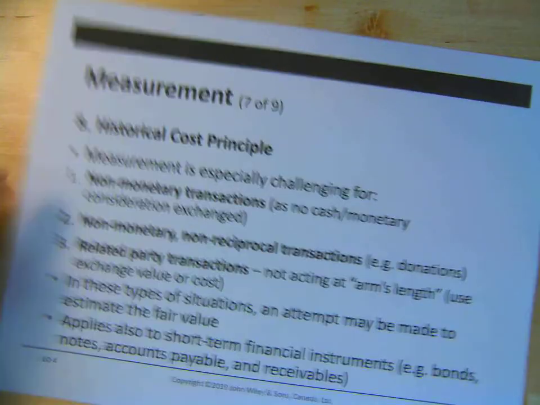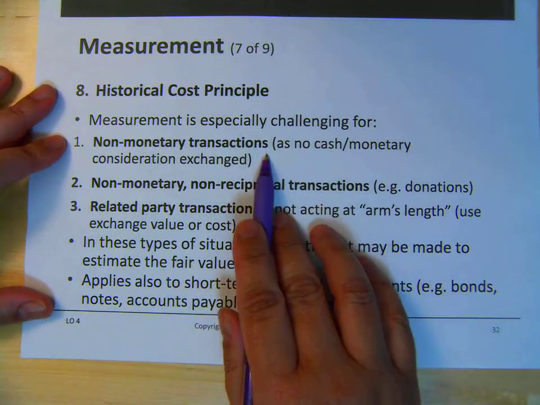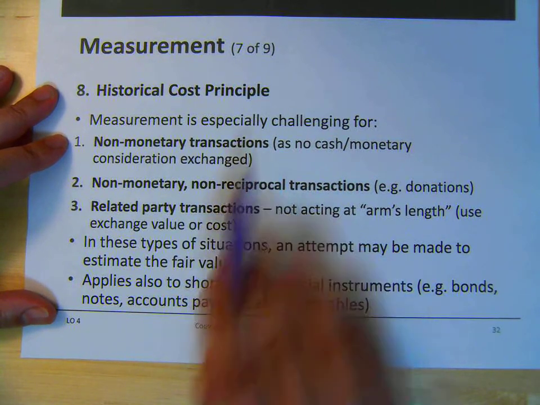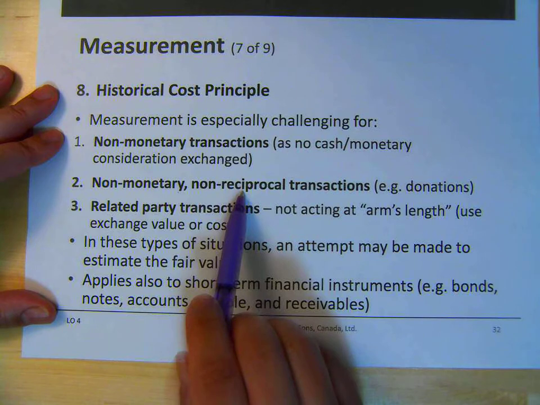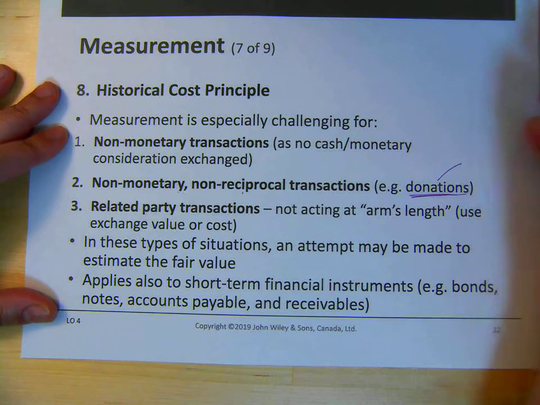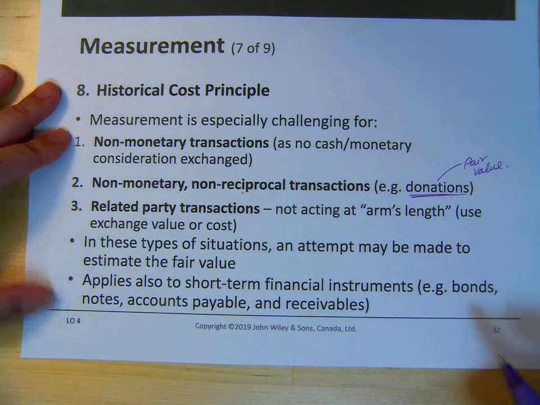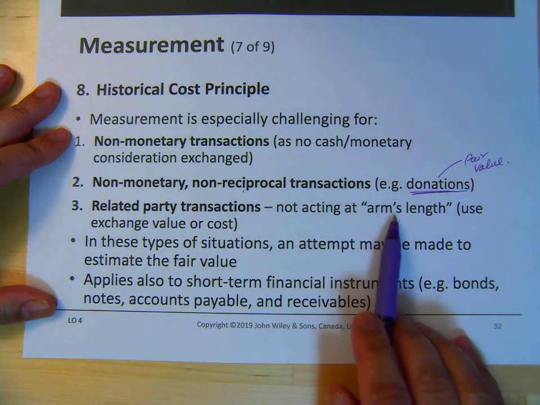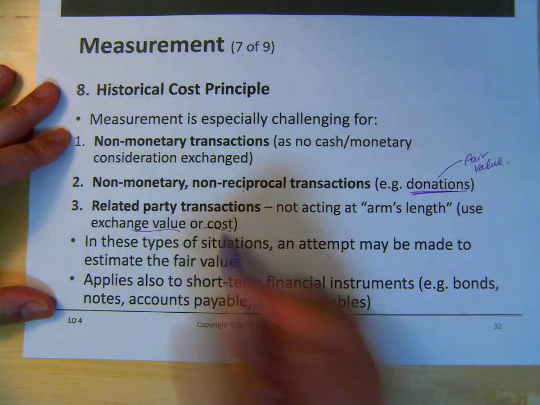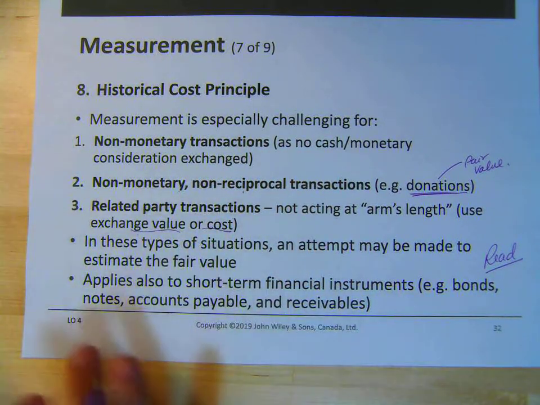So on slide 32, more about the historical cost principle. Non-monetary transactions, that's hard sometimes to measure. Non-monetary, non-reciprocal transactions like donations, that's hard. Usually you do it at fair value, or as close to that as you can approximate. Related party transactions, so they're not at arm's length, then you use exchange value or cost. So again, read this. Don't worry too much. We will do examples of this in separate chapters. So each of these will kind of show up in different chapters.